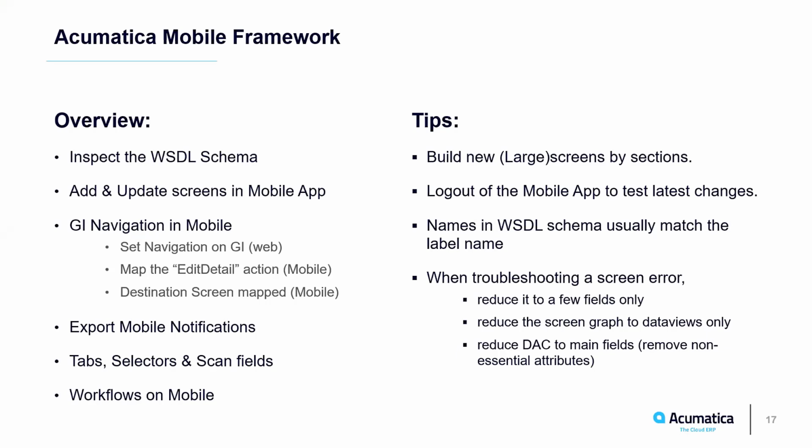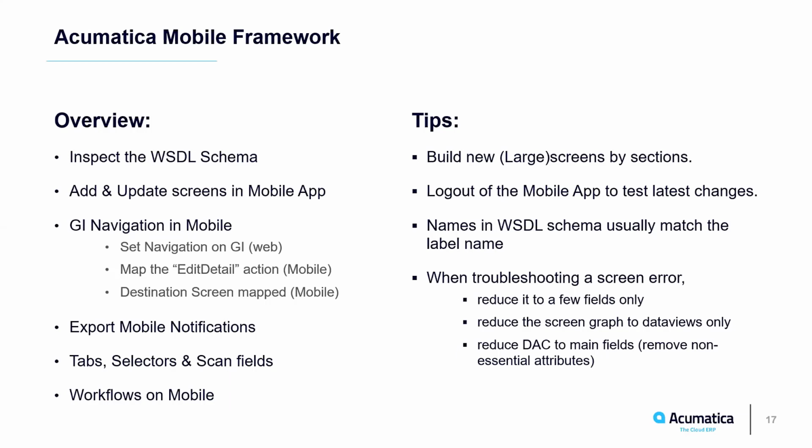Okay, so some final tips that I have are, for example, when you're creating a new screen, let's say it's a large screen on the mobile application, I suggest to do it by sections. This helps detect and fix any issues in less time. And also remember to log out of the mobile application to test the latest changes, especially after you have published new changes that will affect your mobile application. Please remember that the names in the WSDL schema usually match the label name that you have on the website.